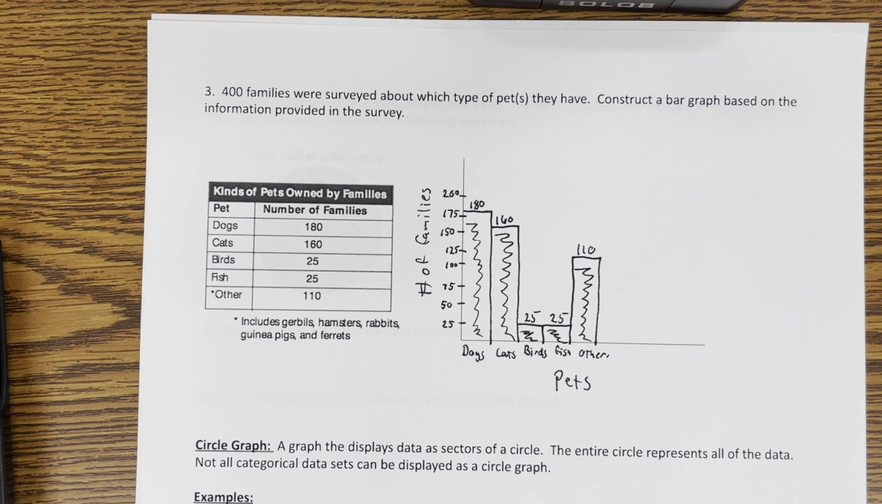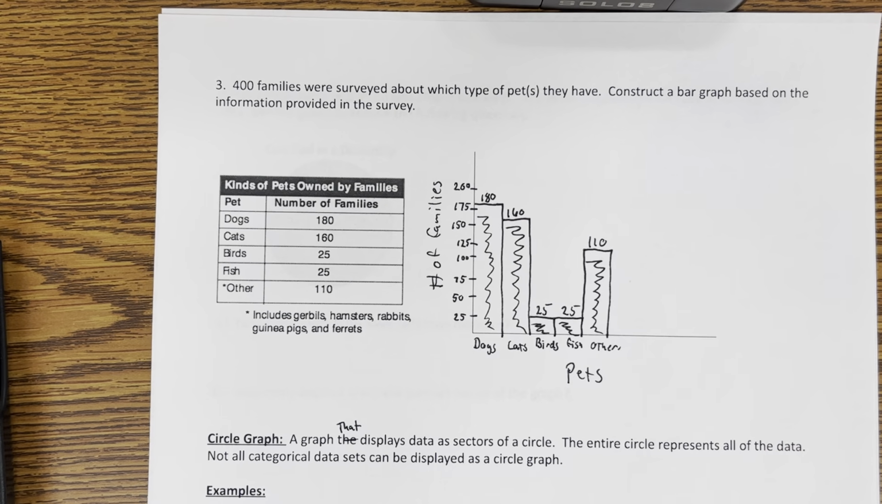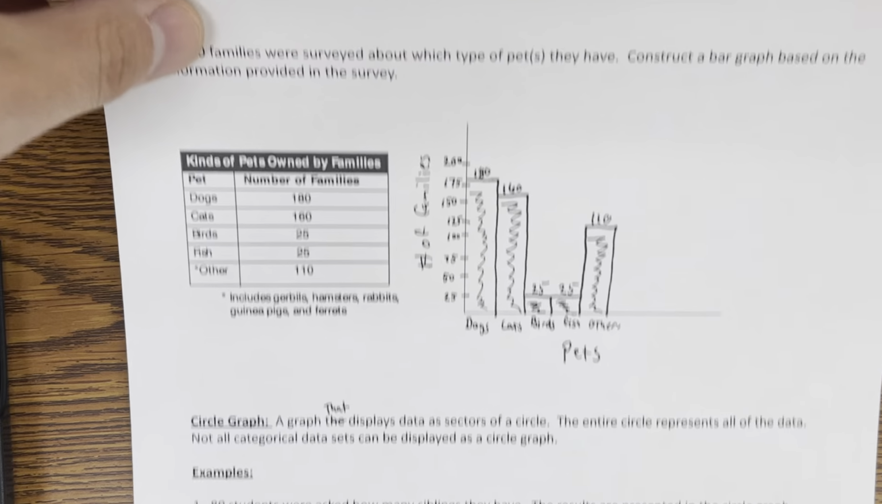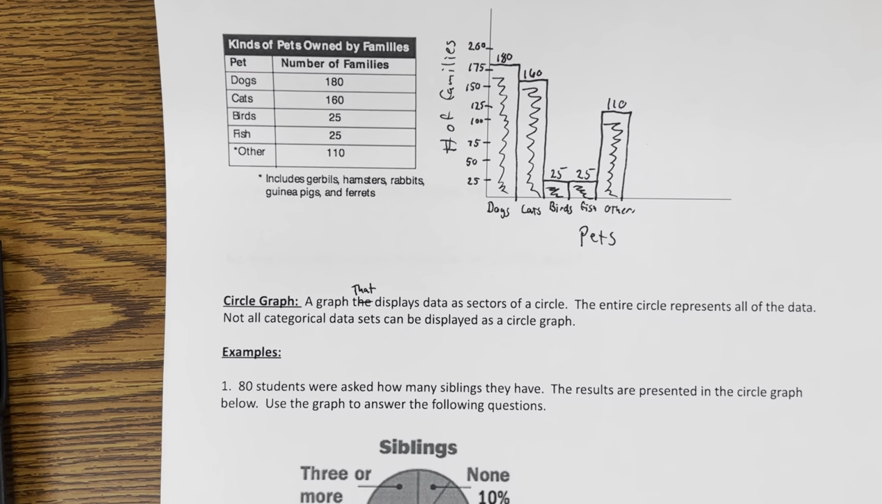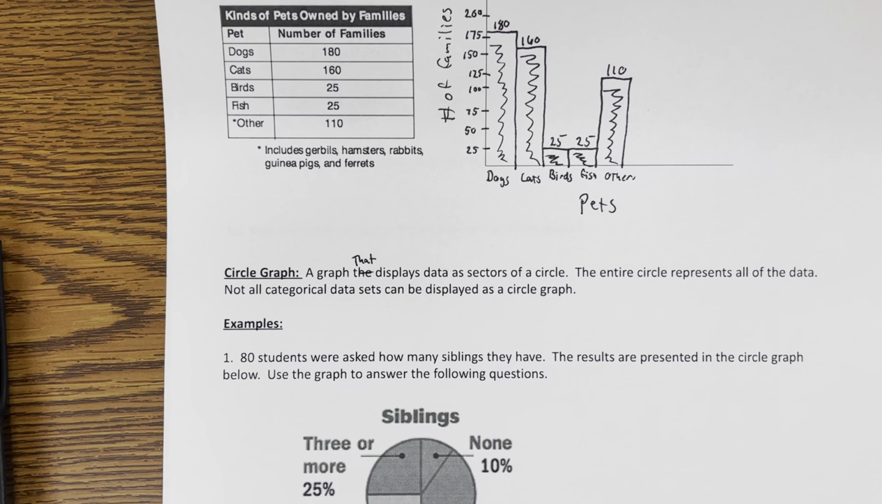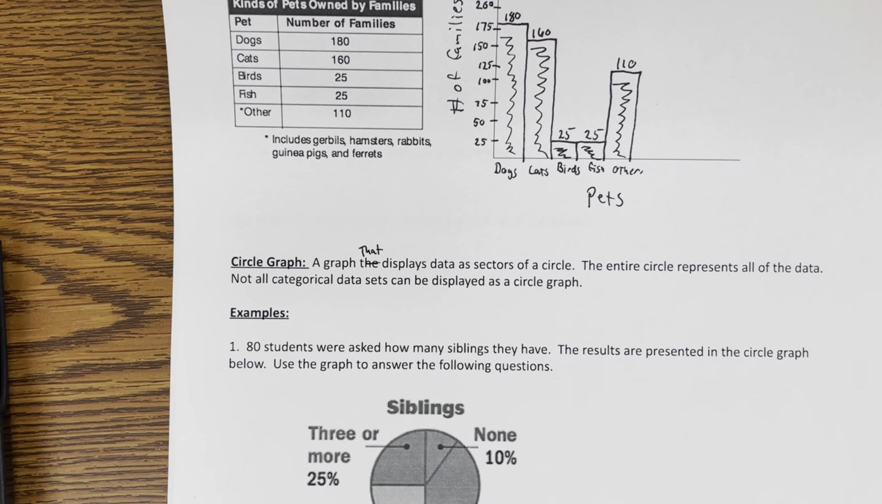And next, a circle graph is a graph that displays data as a sector of a circle. The entire circle represents all of the data. Not all categorical data sets can be displayed as a circle graph. So in this circle graph, we have 80 students that were asked how many siblings they have. The results are represented in the circle graph below. Use the graph to answer the following questions.